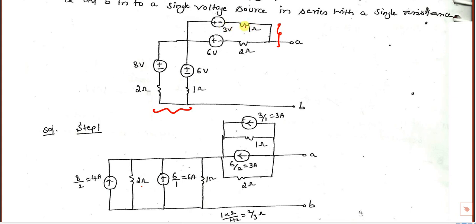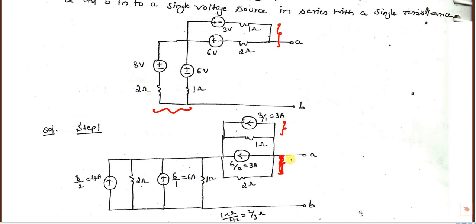3 by 1 is 3 amps. Arrow mark towards minus to plus. The arrow mark is towards plus here. And 6 by 2 is 3, left side. So this is the conversion of the first voltage source, and this is the conversion of the second.